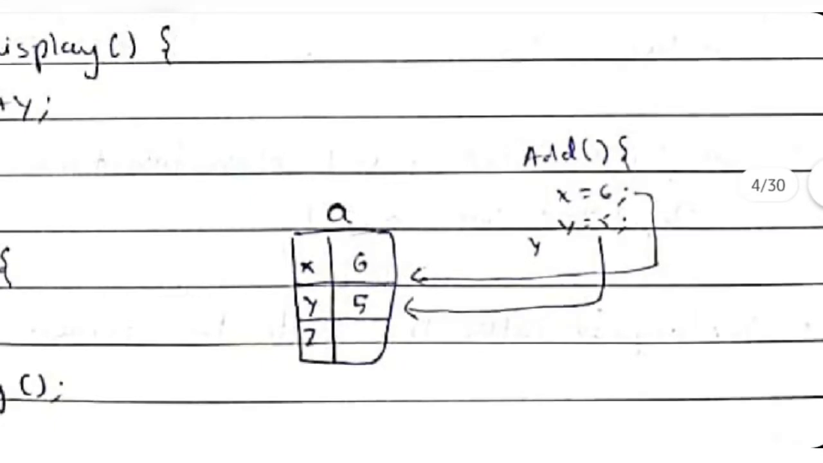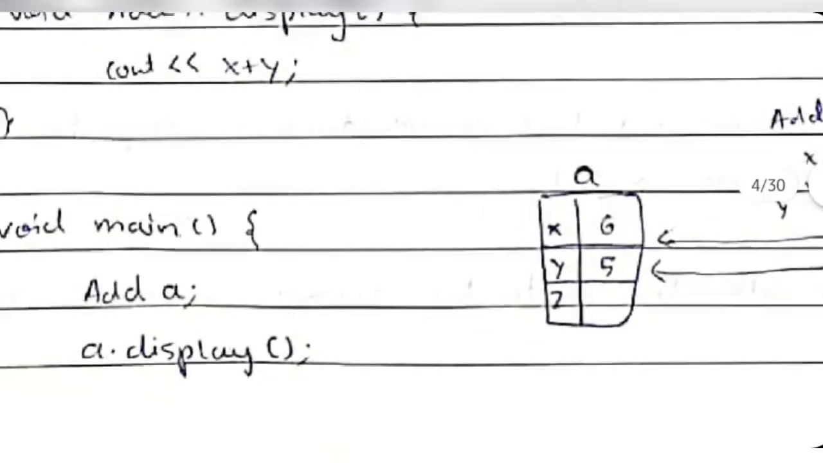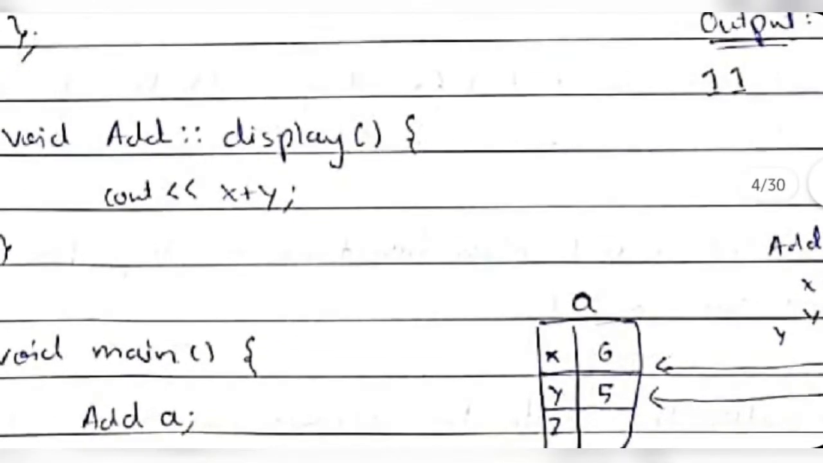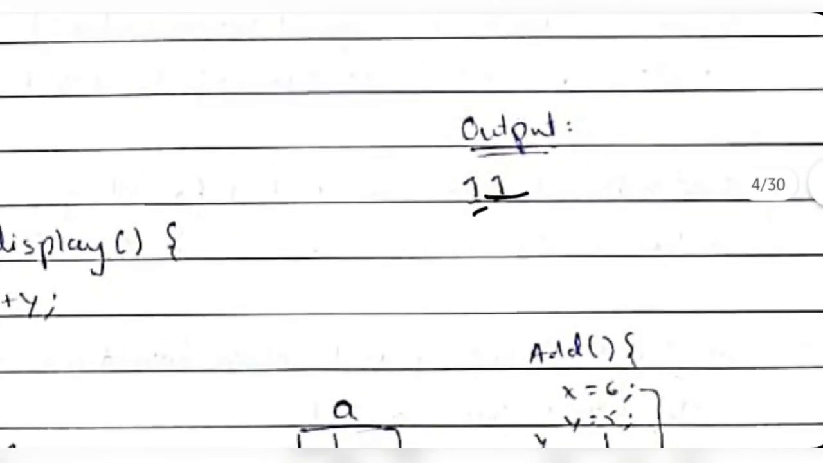What does this constructor do? It will initialize the value of x as 6 and y as 5 in the object a. I created object a here and I didn't call the constructor, it's a default constructor, so x will be initialized as 6 and y as 5. If I don't define the constructor, x and y will be empty. In this case x is 6 and y is 5. When I display it, cout x plus y, the output will be 11, 5 plus 6.